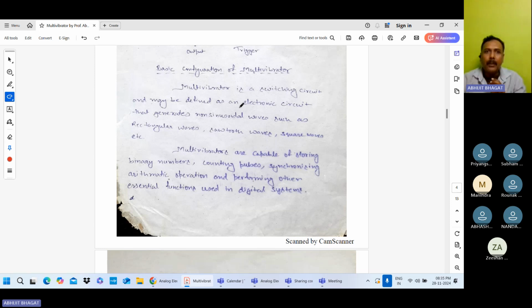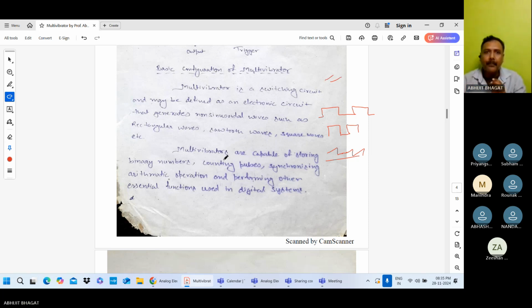You can go through it here. A multivibrator is a switching circuit and may be defined as an electronic circuit that generates non-sinusoidal waveforms such as rectangular wave, sawtooth wave, and square wave. All of you know the rectangular wave. This is like this, or square wave, or sawtooth wave. This is the nature of the sawtooth wave. So this type of wave can be generated by using the multivibrator.